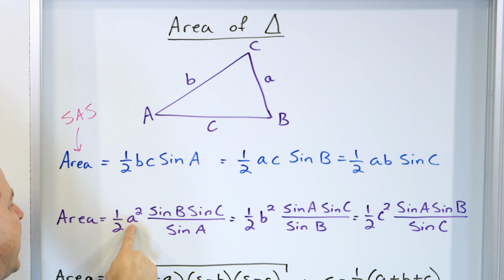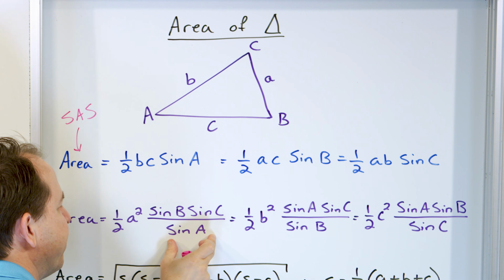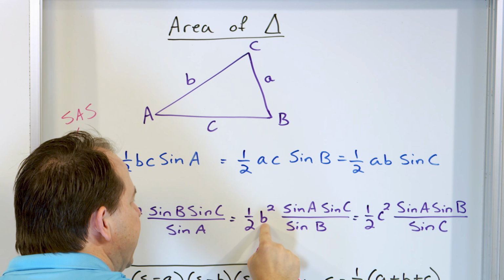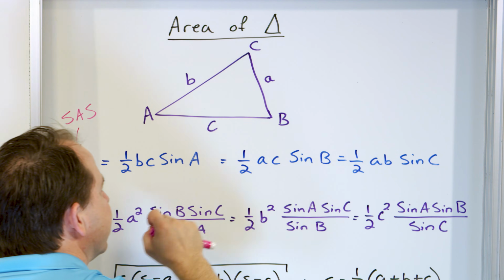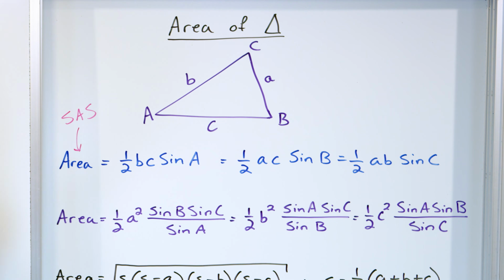So you see what's happening is whatever side I've squared here, I have the corresponding angle on the bottom. Here's a B, there's angle B. There's side C, there's angle C. And then the other angles are on the top. They're all sines here. All right.